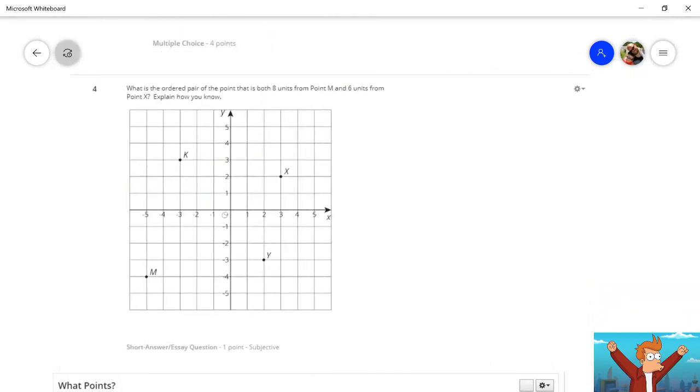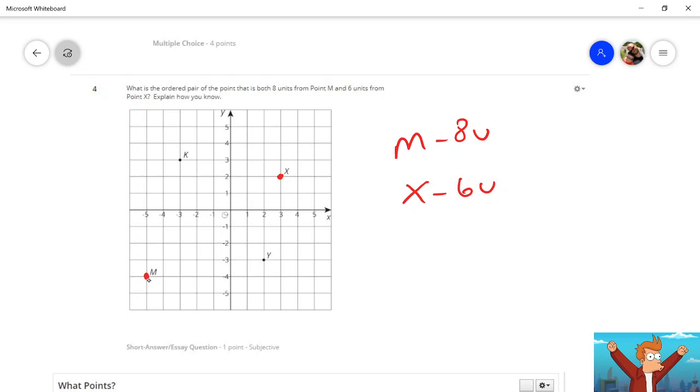What is the ordered pair of the point that is both 8 units from point M and 6 units from point X? All right, I got to write this down. So we're going from M and X. So it's 8 units from M and 6 units from X. So we're looking at M and we're looking at X. What is the ordered pair of the point that is both 8 units from point M and 6 units from point X? Okay.